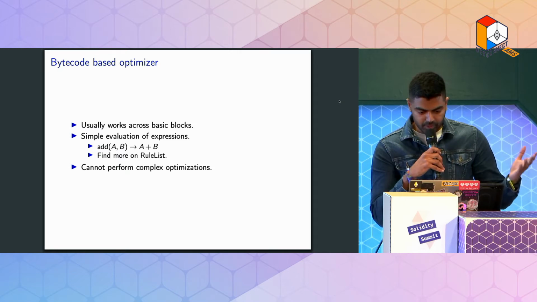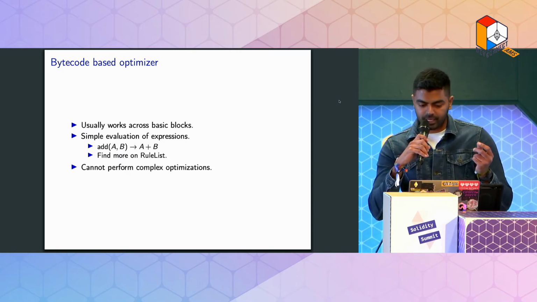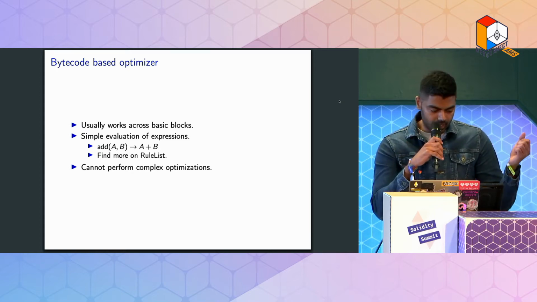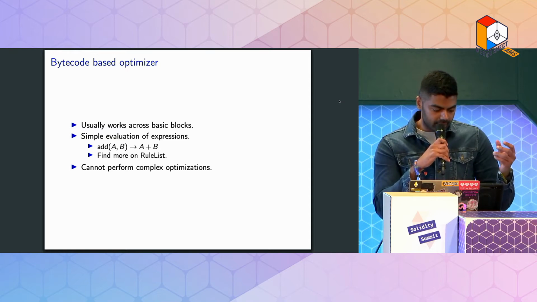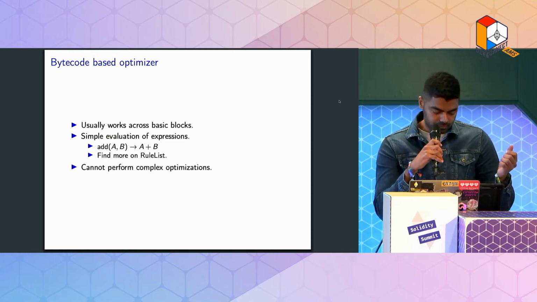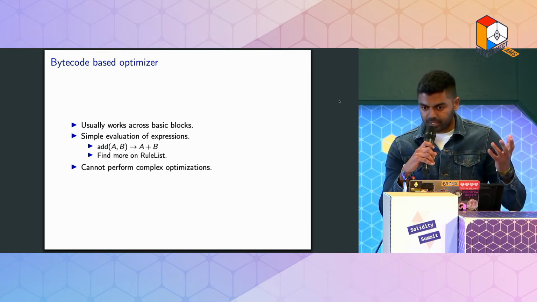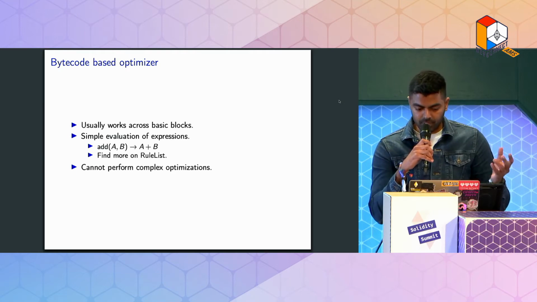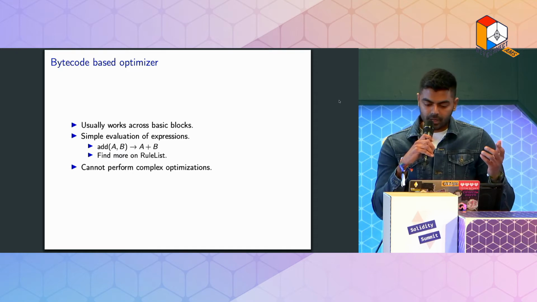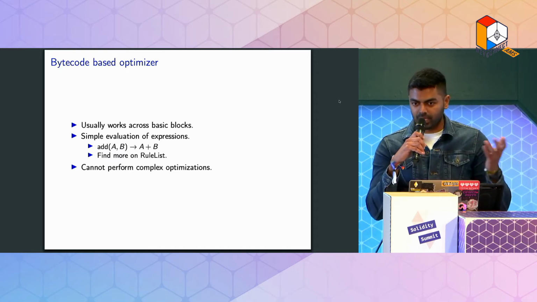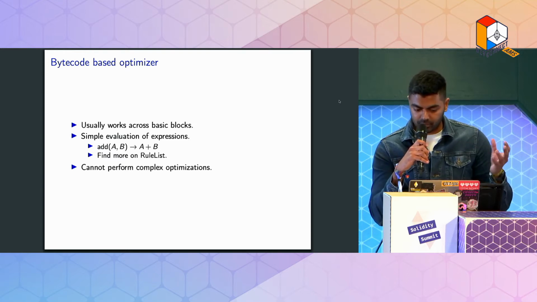So let's start with the bytecode-based optimization. How does it work? It usually works across basic blocks. A basic block is a sequence of assembly instructions that does not have any complicated control flow. And once we have that, we could try to, let's say, evaluate some of these expressions. For example, if you see an add of a, b, where a and b are just constants, you could just evaluate it. That's a very simple example of what the bytecode-based optimizer can do.